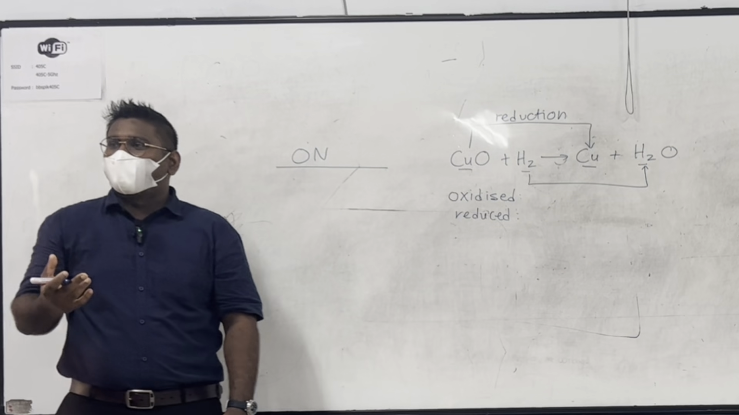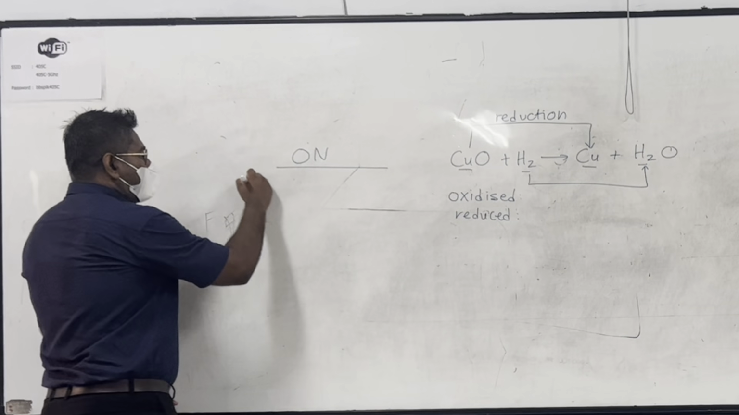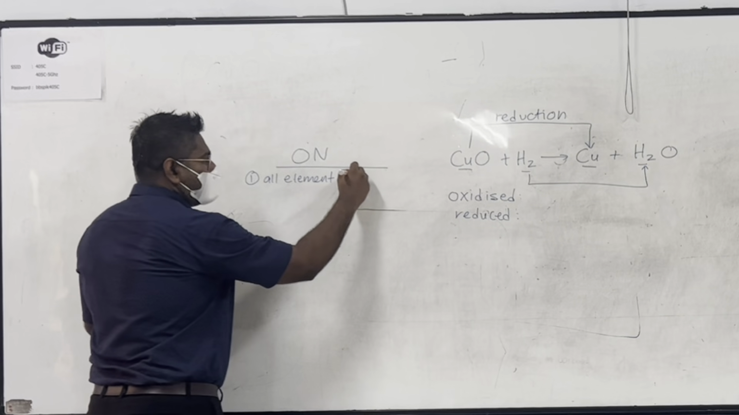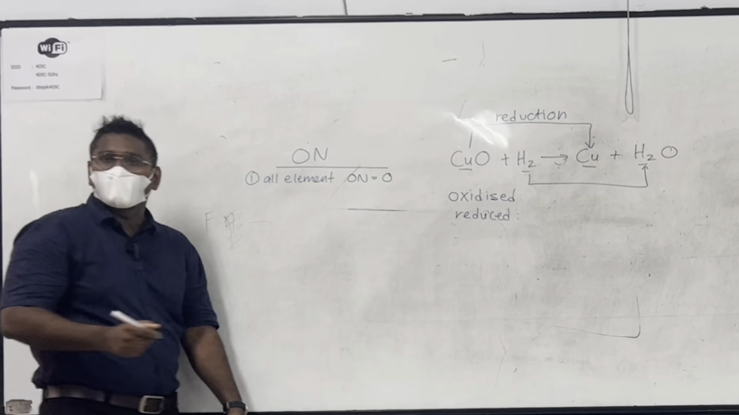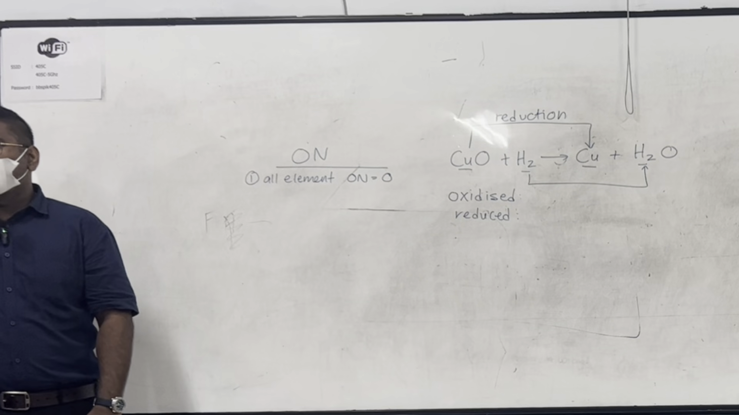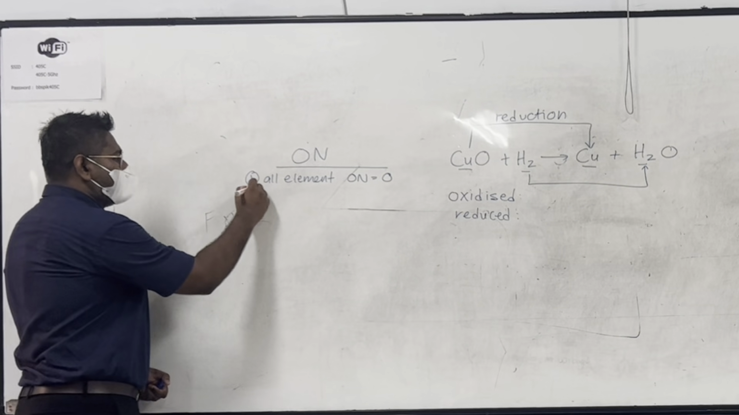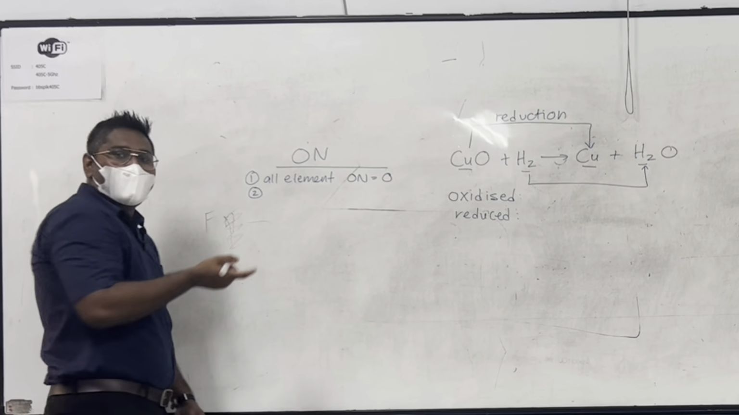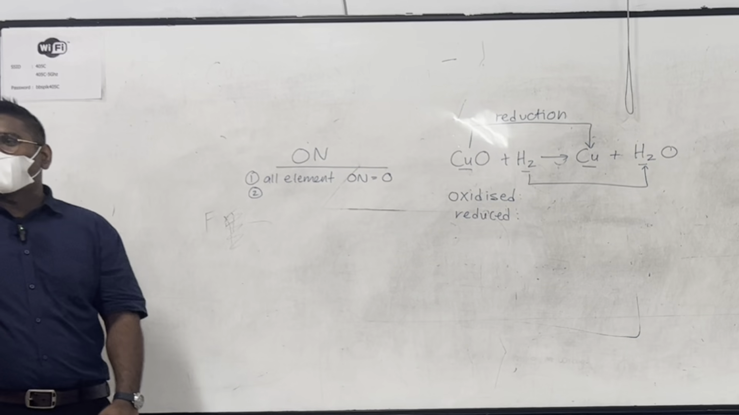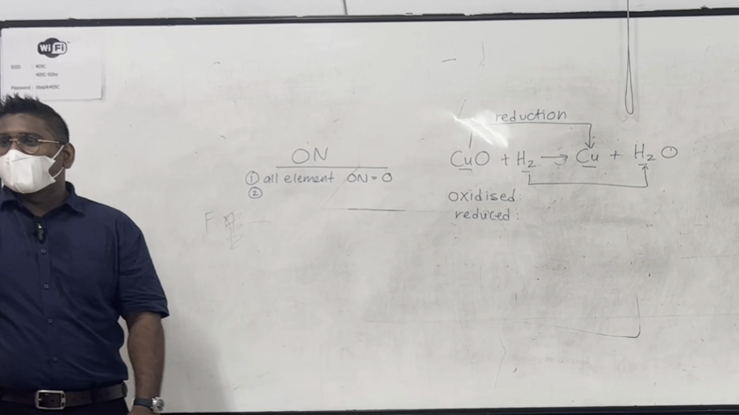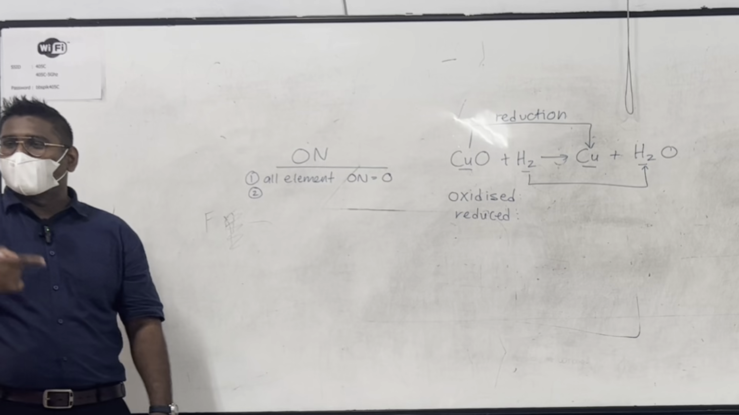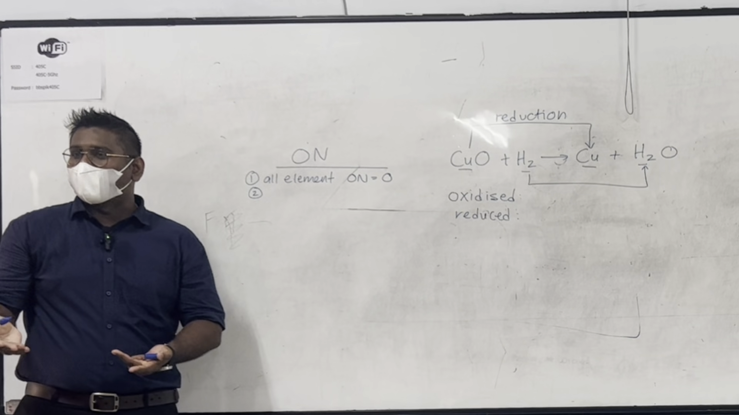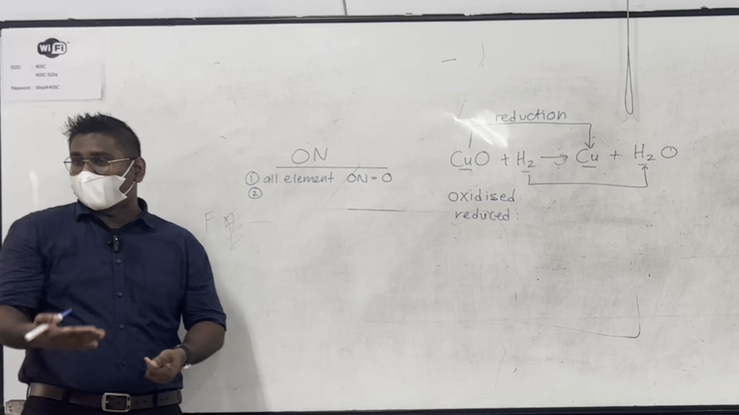Number one, we need to know that for all elements, the oxidation number is going to be 0. That's the first thing. Second, if it is a compound and you have group 1, then the oxidation number is +1. Group 2, oxidation number is going to be +2. If you have group 7, then oxidation number is -1. Generally, we follow something like your charge.